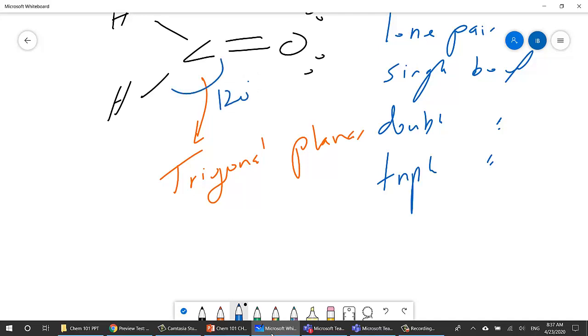And what hybridization is here? So carbon, the carbon has, any guesses, guys?